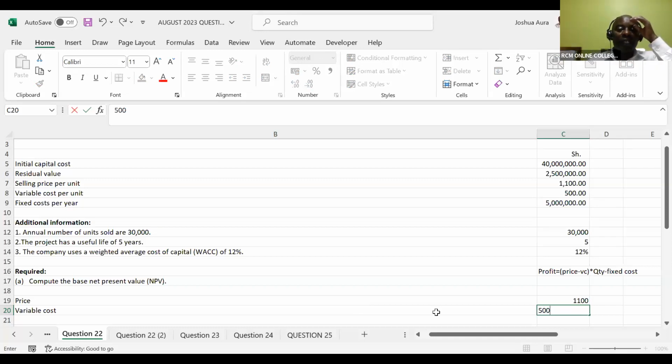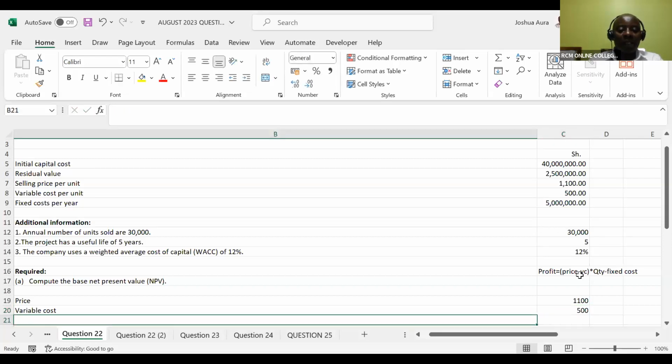Ladies and gentlemen, after that, I would want to get this contribution margin. So I'll say enter, and then I say contribution margin. So how do I get contribution margin, somebody? Please talk to me. Is there somebody who knows the formula for getting contribution margin?